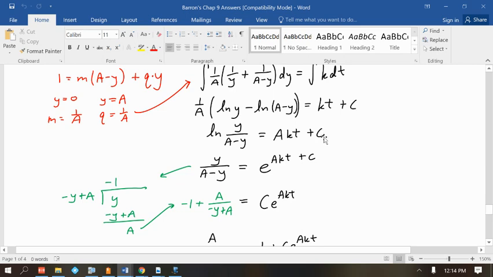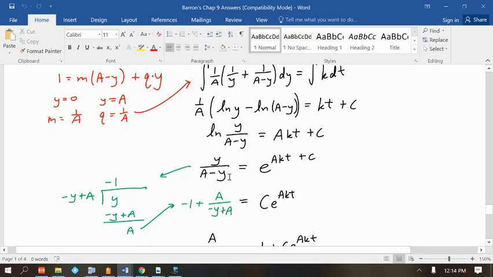It's just c. Then I can get rid of the ln by doing the loop-de-loops, right? Or taking both sides as a power of e. And then I get 1 over a minus y equals e to the akt plus c. And this e to the c, remember, I can move this plus c in the exponent out front as a regular c. So there's my c e to the akt, okay?